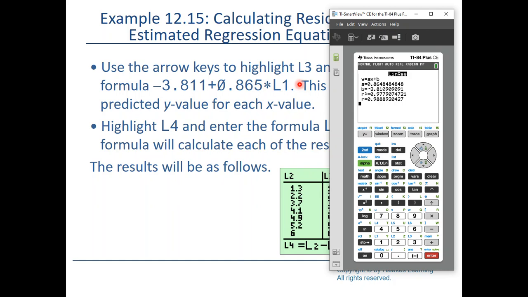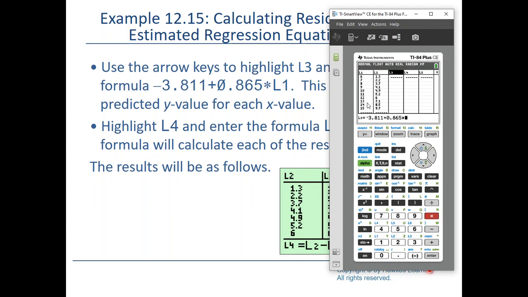Now what I'm going to do is take that and say Stat, Edit. I'm going to arrow over to list 3, move up and highlight list 3. You notice I'm highlighting the name here, and I'm going to just hit enter, so it basically says list 3 equals, and I'm going to type in the formula. So this formula was negative 3.811 plus 0.865 times x.